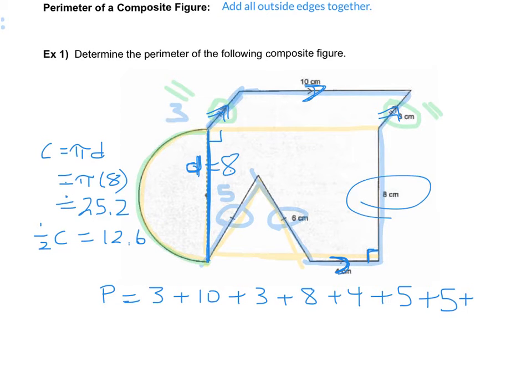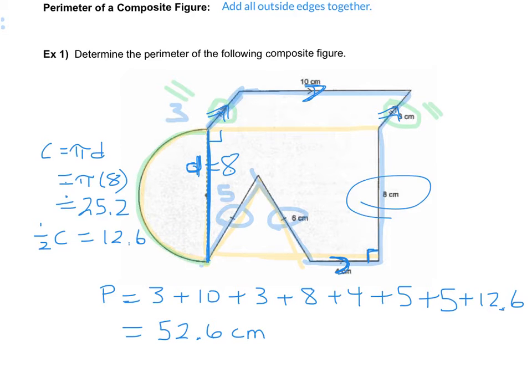A 12.6 there. So I'm going to add on to the back end of my perimeter here a 12.6 for my final edge. And then we just add all those together. And that gives us about, putting all that into your calculator, 52.6, I believe. And my units is centimeters, so I'm including my units. So my total perimeter is 52.6 centimeters.